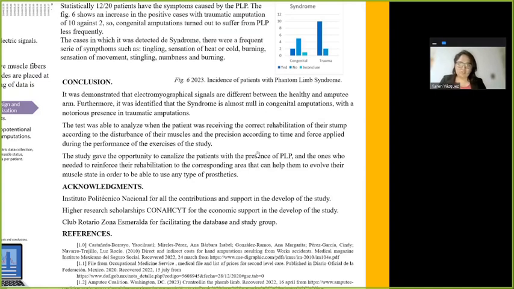Finally, the study gave the opportunity to analyze the patients with the presence of PLP and the ones who needed to reinforce the rehabilitation of the corresponding area, which can help them to evolve their muscle state in order to be able to use any type of prosthetics.